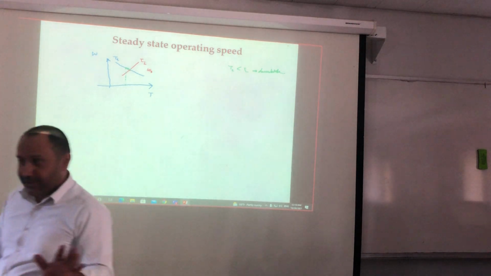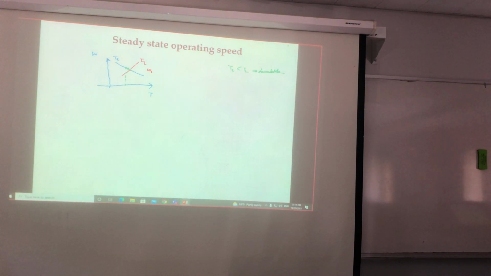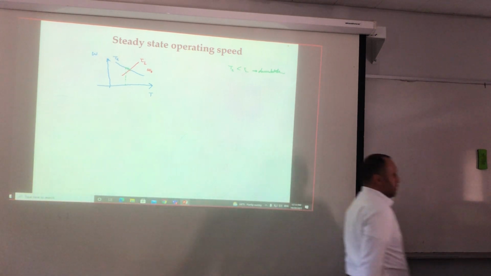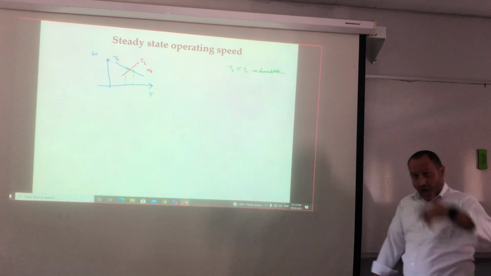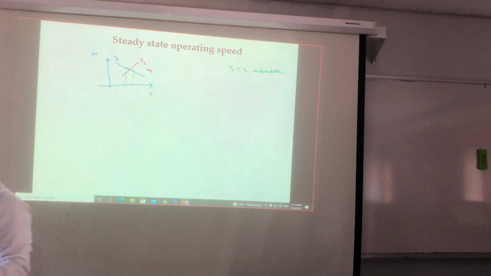What about if the disturbance caused the speed to reduce? He chose increase before. Now it's reduced. So where will I go? I will follow the blue line. So I'm somewhere here. Now the motor is generating a torque higher than the load. So I'm accelerating. If I'm accelerating, I will return back to the stable point. So this means that this point is stable.